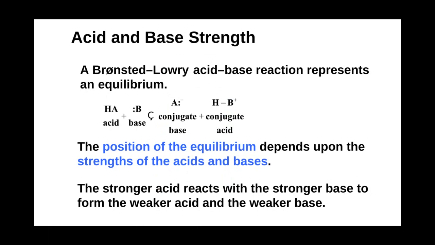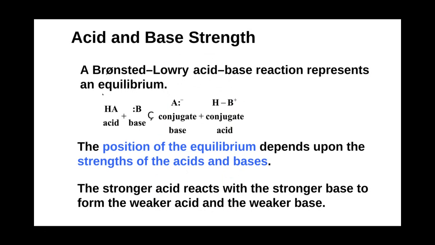So when we're looking at a Brønsted-Lowry acid-base reaction, it represents essentially an equilibrium between the conjugate acid and its base, and the conjugate base and its acid. So if we have HA reacting with B, that's supposed to be an arrow. I'm sorry, I don't know why it does that. We produce the conjugate acid and the conjugate base. Now, the position of equilibrium depends upon the strengths of the acids and bases, as we've discussed.